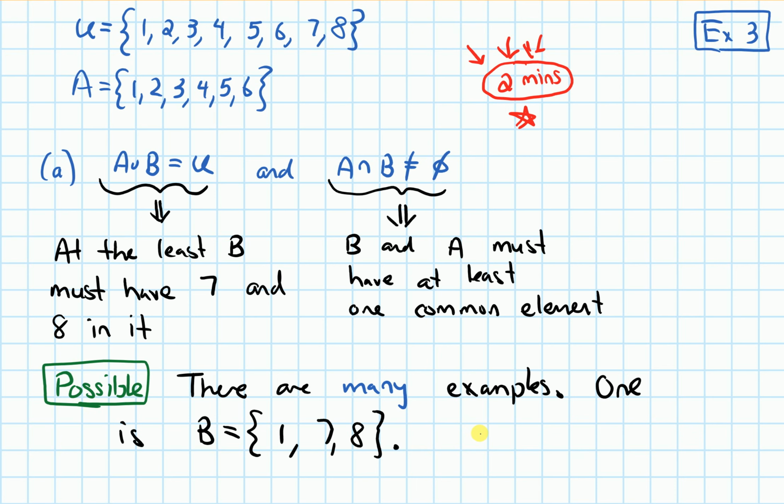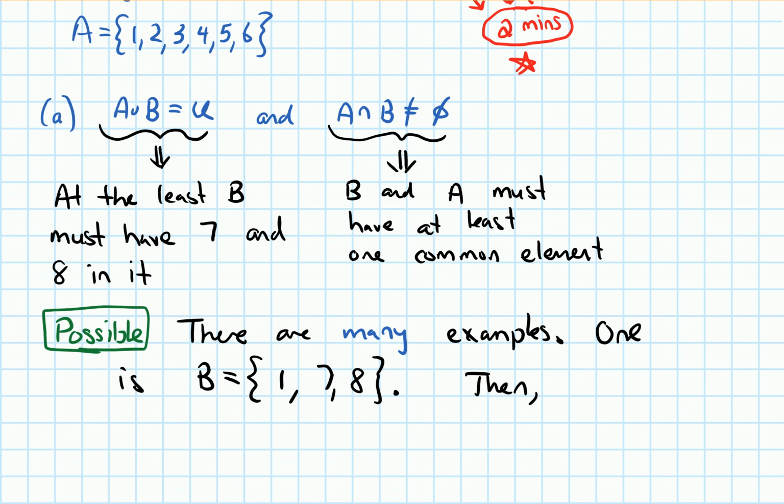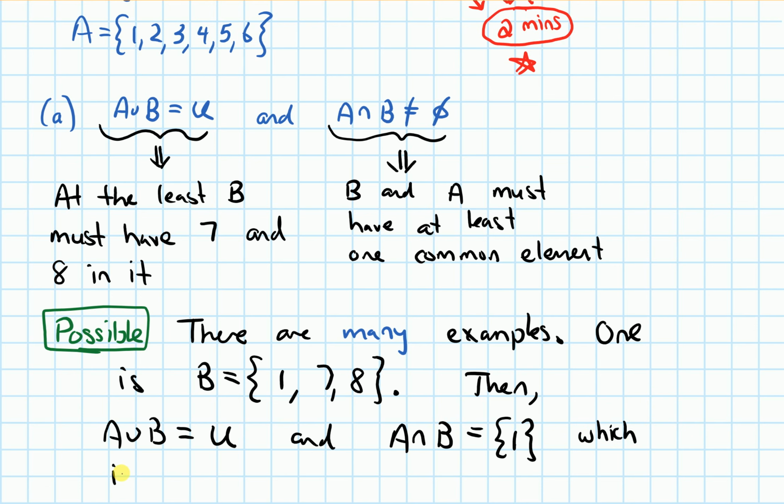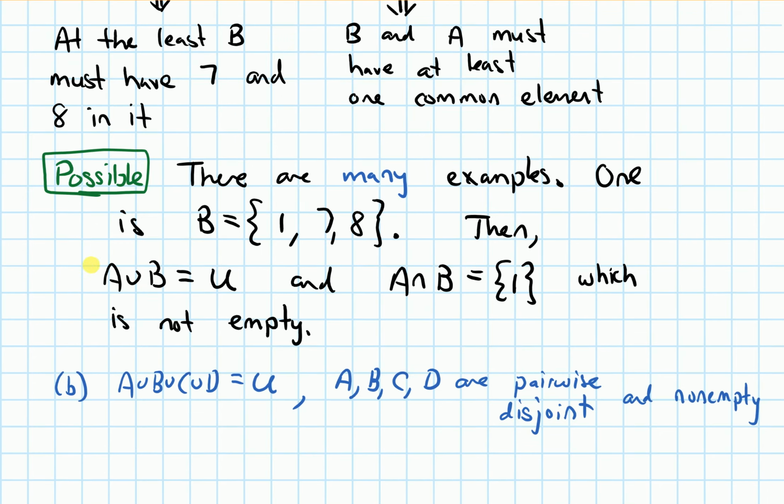Okay, so in that case then, if we check the two conditions, then the union of A and B is definitely U, the universal set. And the intersection of A and B, well, what's common to A and B then? It's just the element 1, but that's good enough because we just needed the intersection to not be empty. So which is not empty. All right, and that's the idea for part A. So let's do one more part to this question.